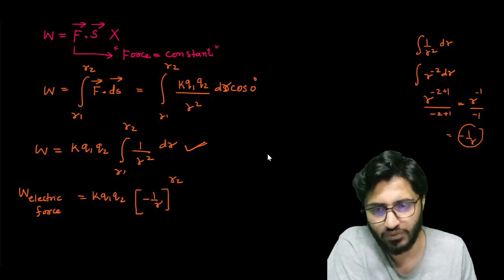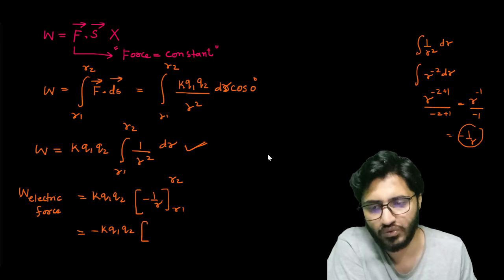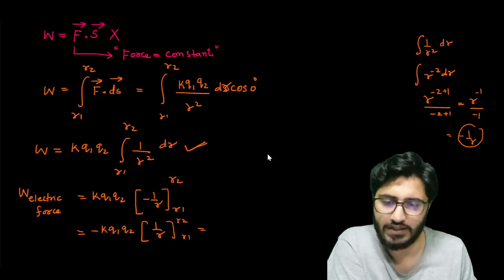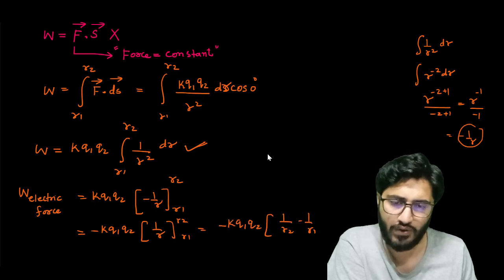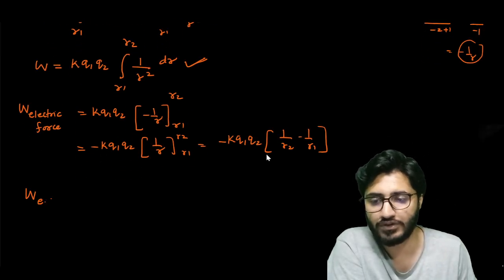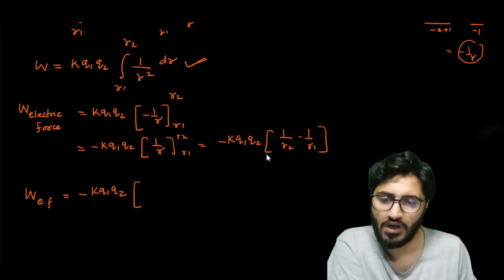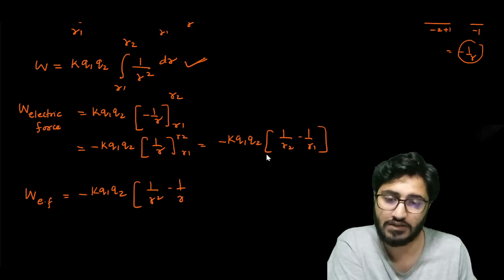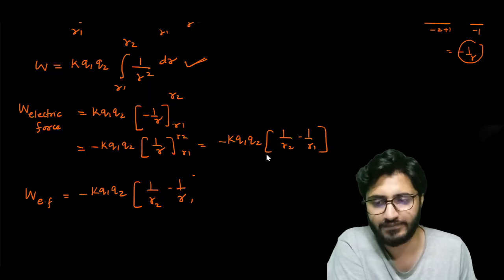Upper limit is r2, lower limit is r1. I will take the minus outside, it is minus K Q1 Q2 times 1 by r, upper limit r2, lower limit r1. So it is minus K Q1 Q2 times 1 by the upper limit minus 1 by the lower limit. So I got my expression: work done by electric force is equal to minus K Q1 Q2 times, sorry, it is not r square, it is r2, 1 by r2 minus 1 by r1.